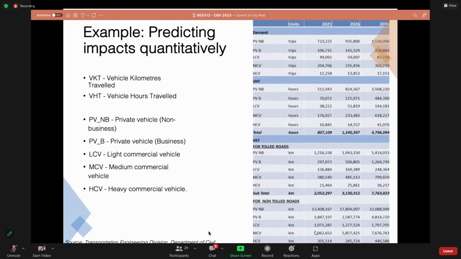So let me share this CBA report with you. I'll show you how the things we have been discussing so far have actually been done in practice.